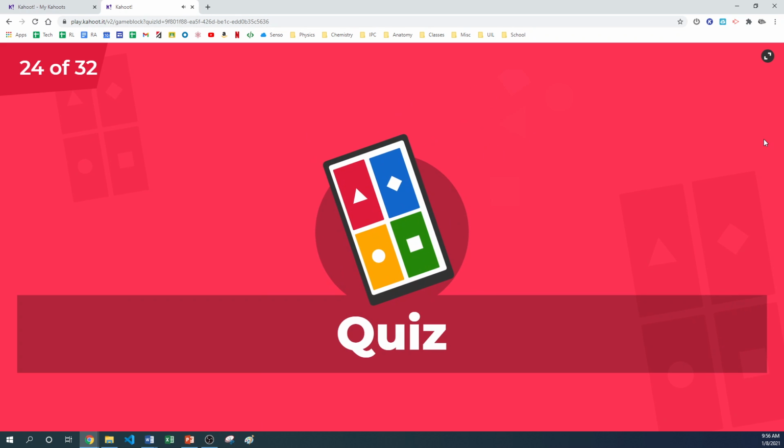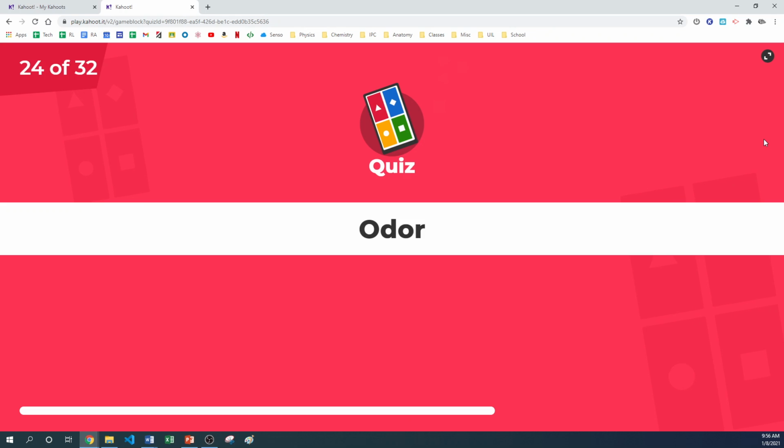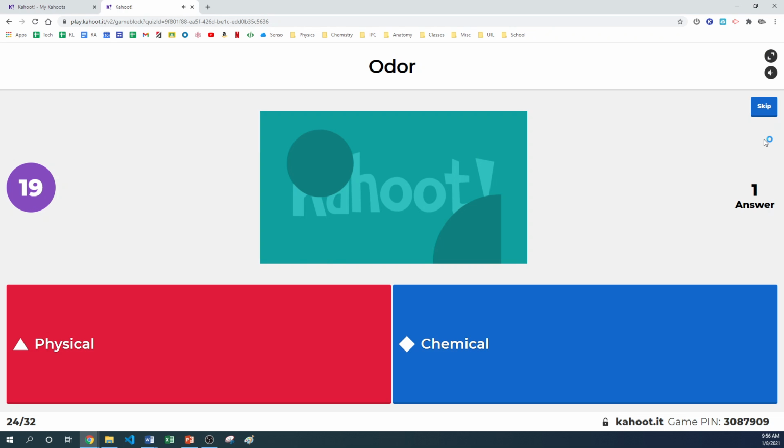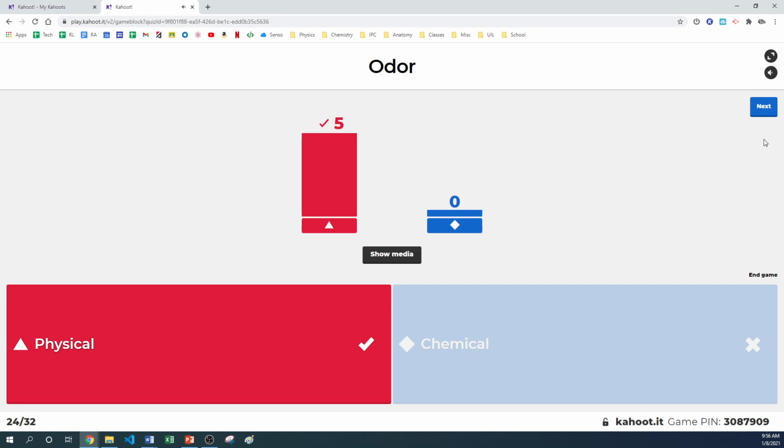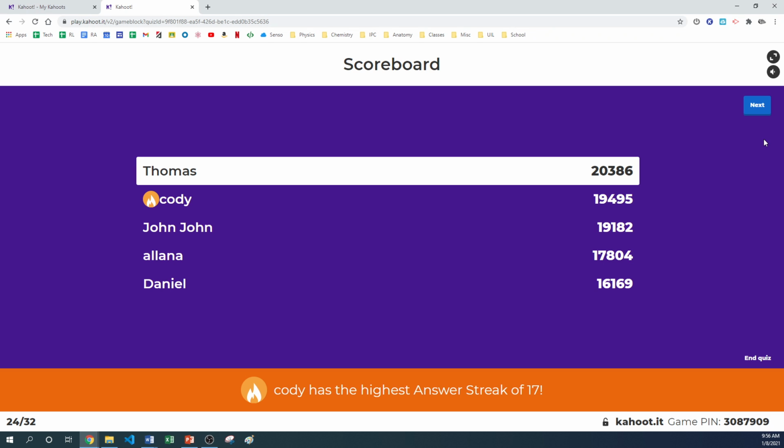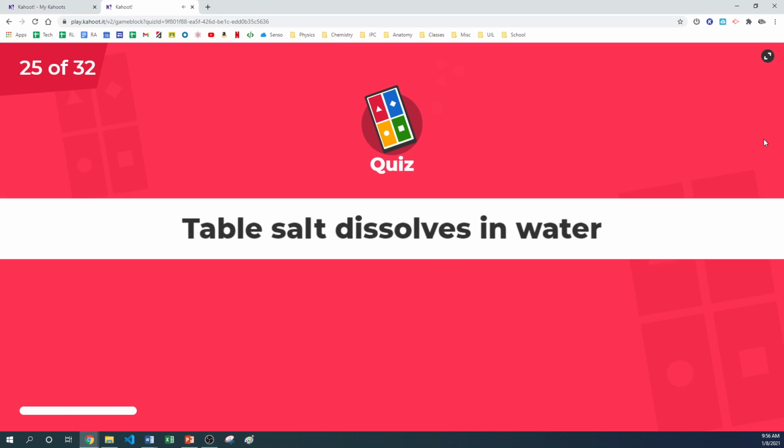Odor. Physical. If you can smell it, again, I said some places do put this as chemical, but I told y'all on Wednesday to ignore what I said on Tuesday. Just put sour taste and odor. If you can taste it, put it physical. If you can smell it, put it physical.